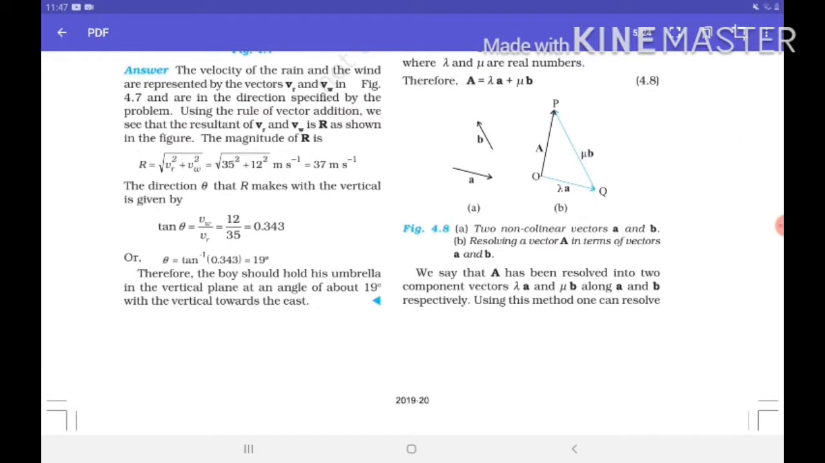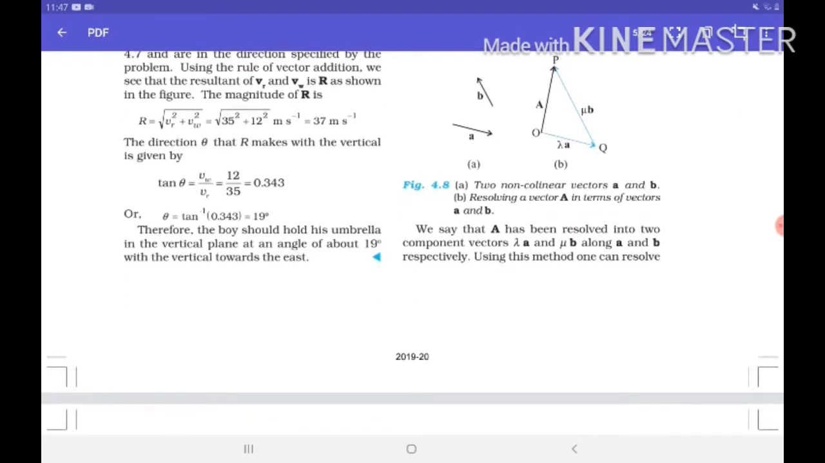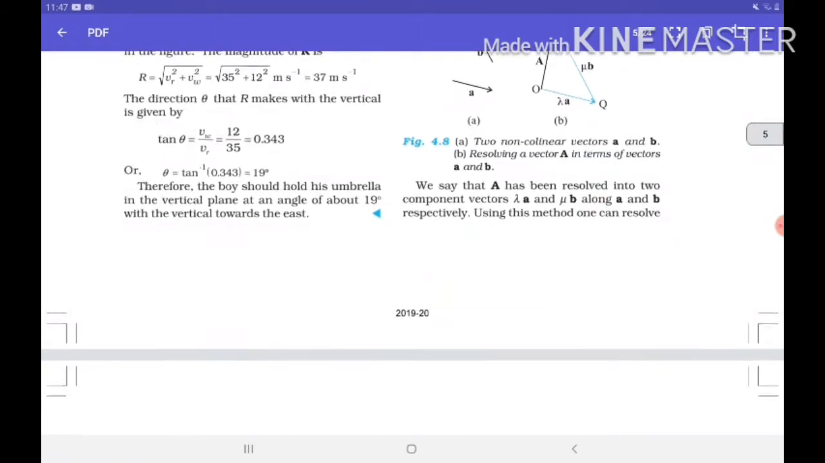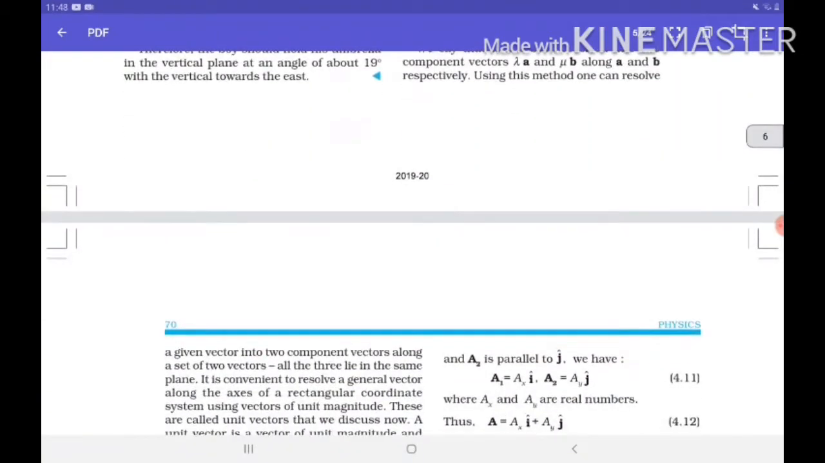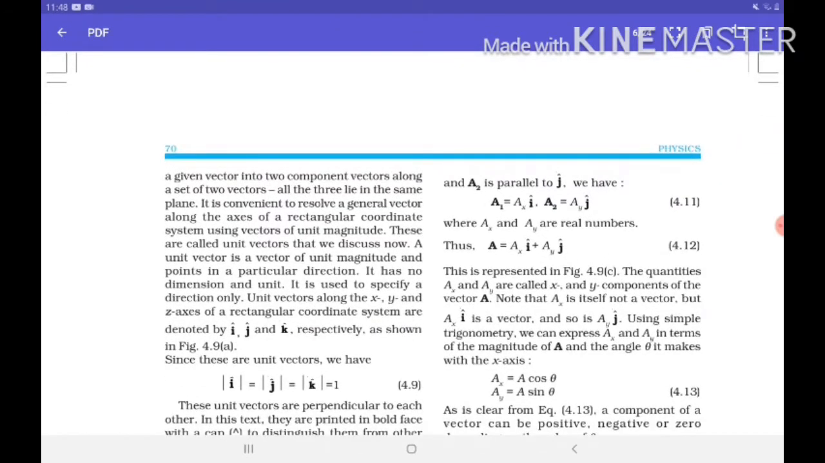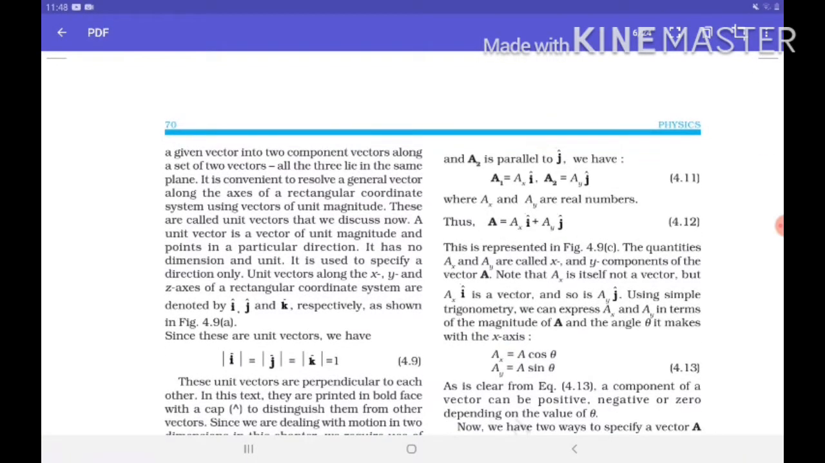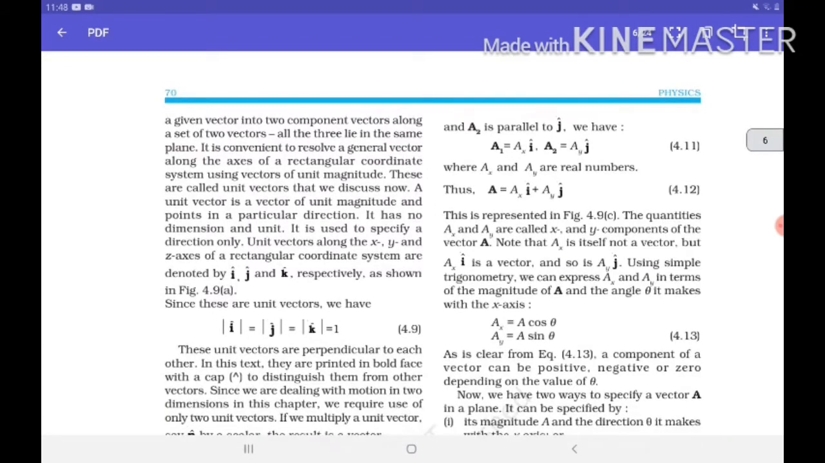We say that A has been resolved into two component vectors λa and νb along a and b respectively. Using this method, one can resolve a given vector into two component vectors along a set of two vectors. All the three lie in the same plane. It is convenient to resolve a general vector along the axes of a rectangular coordinate system using vectors of unit magnitude. These are called unit vectors, which we discuss now.